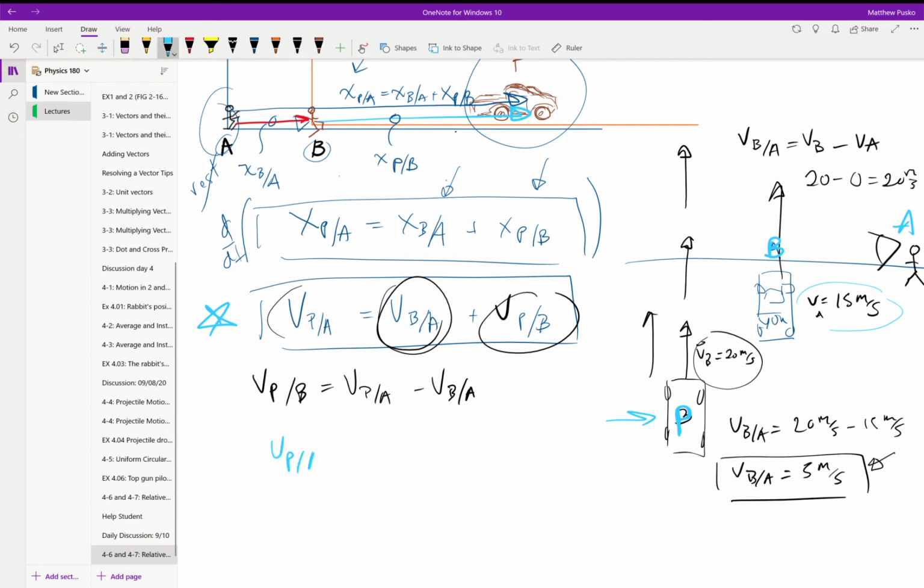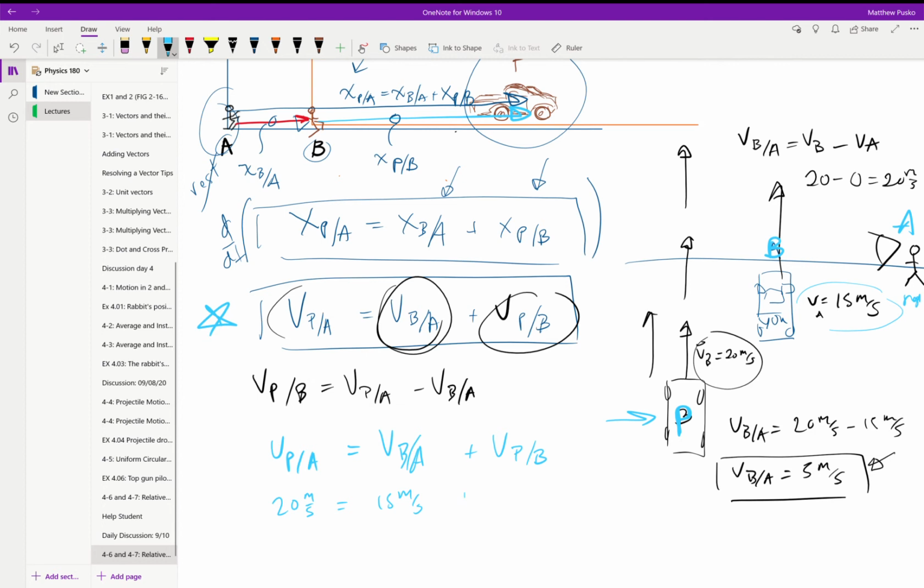Velocity of P with respect to A. The velocity of, I'm just copying it down real quick, and then we're going to substitute P with respect to B. So P with respect to A, in this case, was 20 meters per second, because that was with respect to the ground, and this person over here is at rest. B with respect to A ended up being 15 meters per second, because they're measured against the ground also.